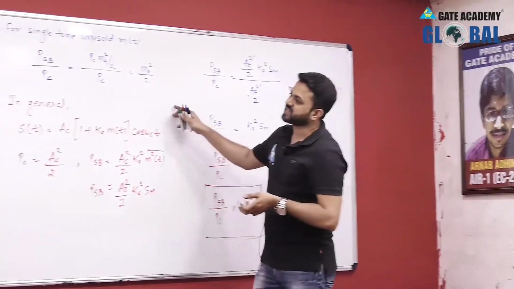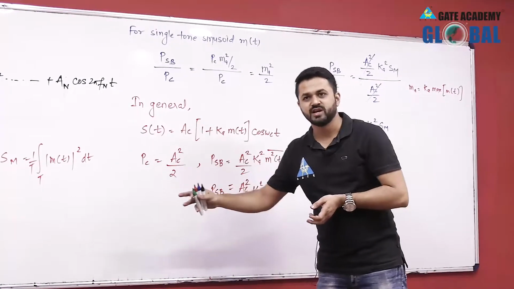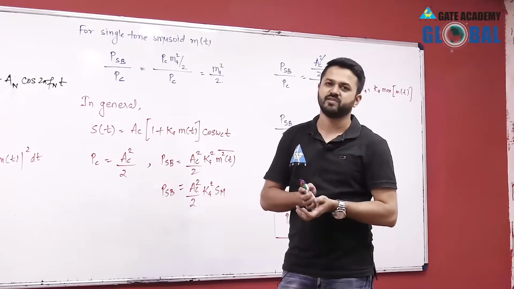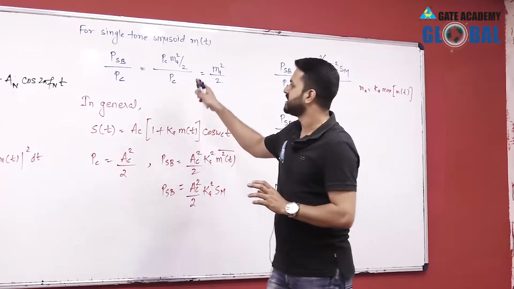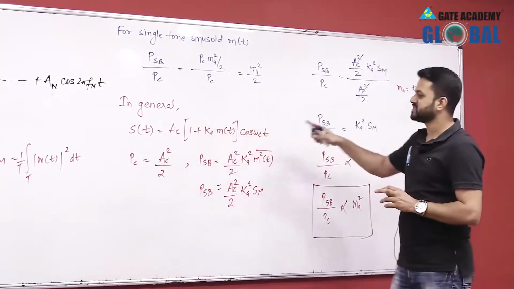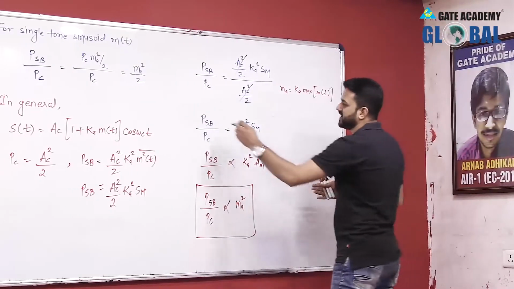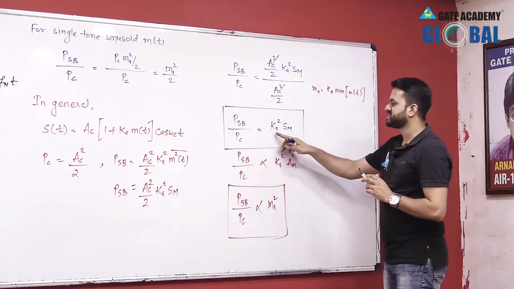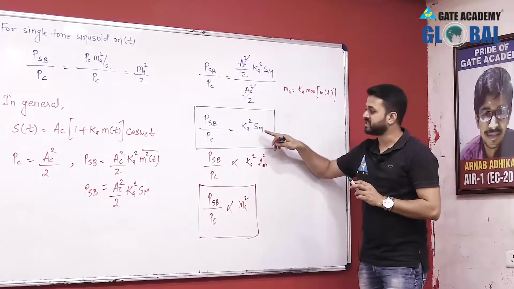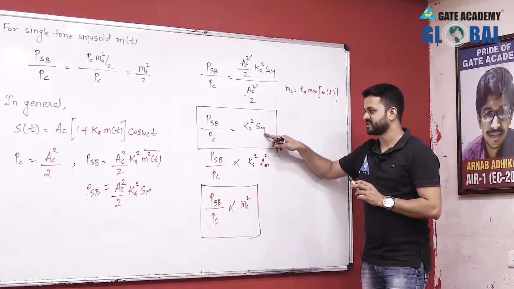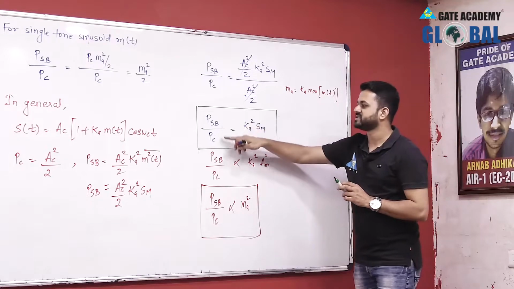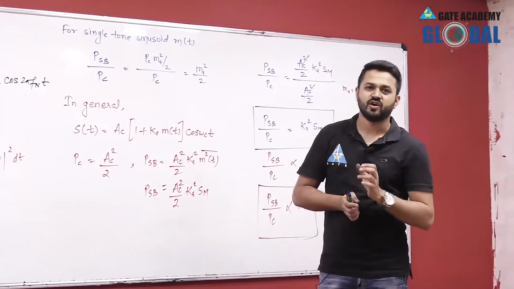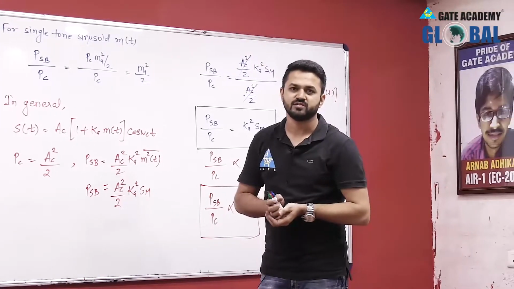In this way we can calculate the transmission efficiency for multitone, and this ratio is also important because sometimes the question directly asks for the ratio of sideband power to carrier power. If it is sinusoidal, you can directly use this formula, and otherwise you can use the relation that sideband power to carrier power is equal to K squared into the power of the message signal. Whatever the power of the message signal is, you can substitute it here and get this ratio. Next we have to see the bandwidth of the AM signal for this multitone modulating signal.